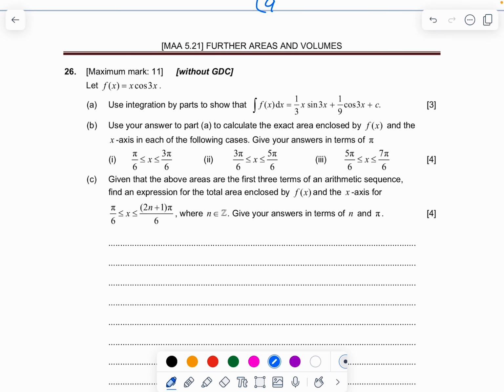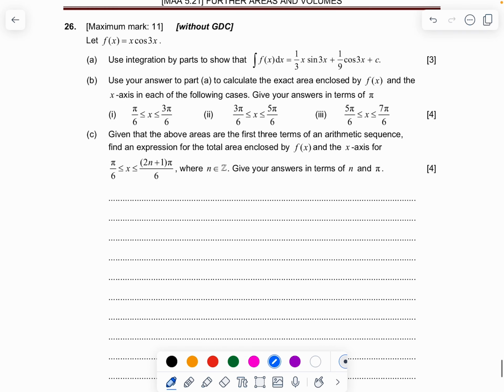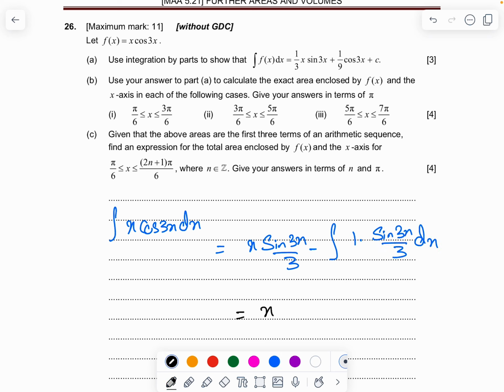Coming to the last question, integral of x cos 3x dx. So first function times integral of second function, sine 3x upon 3, minus integral of derivative of first function times integral of second function. So it's going to be x sine 3x upon 3 plus 1 upon 9 cos 3x plus c.